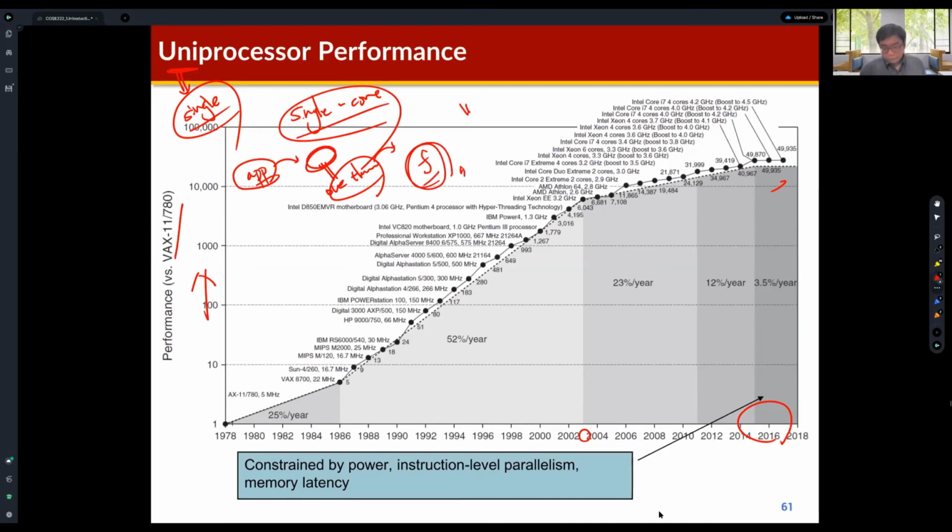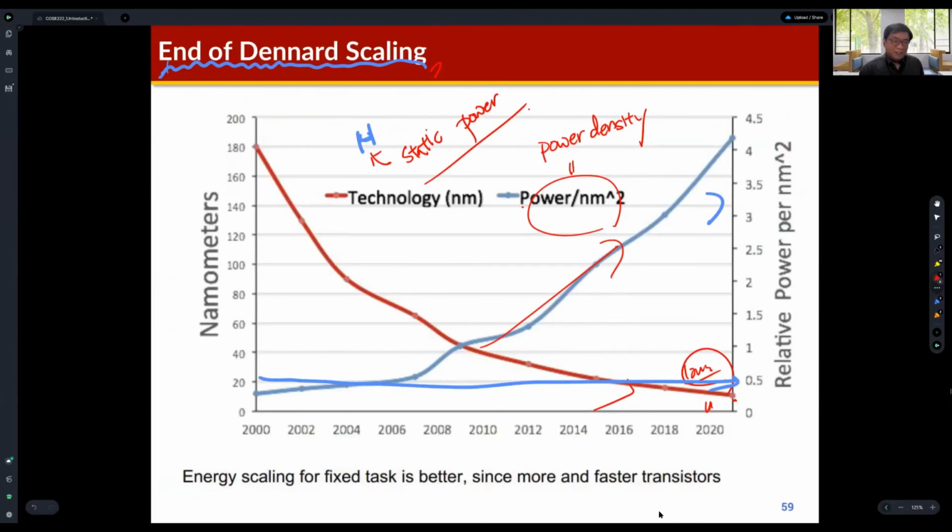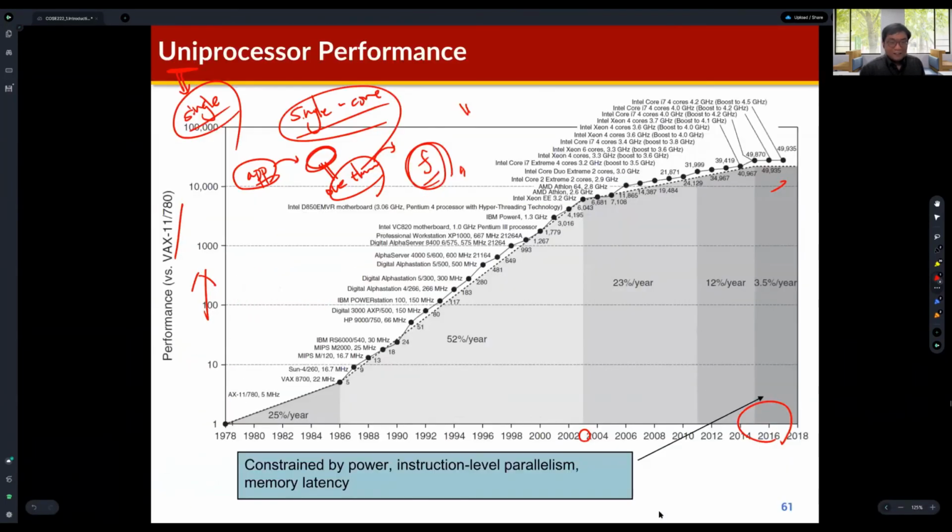But because of the end of Dennard scaling, dynamic power is proportional to alpha C V squared F. In order to increase the performance of a CPU, we need to increase the frequency. But as I explained, if we increase the frequency, the CPU will consume more power.